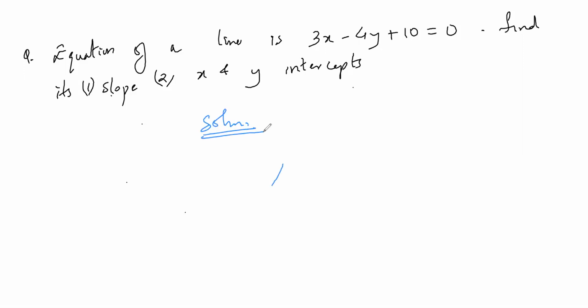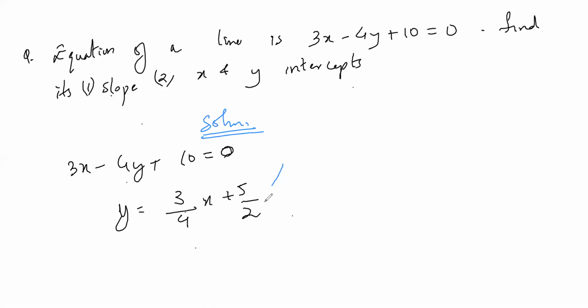Solution for this. The first one is what? It's in the question itself: 3x minus 4y plus 10 is equal to 0. Correct? And I will write in terms of y. So directly I'm putting it as y equals 3 by 4 x plus 5 by 2. So what is my slope in this? It's very easy for me to find the slope. We know y is equal to mx plus c, where m is the slope. So m is equal to 3 by 4. That's it.